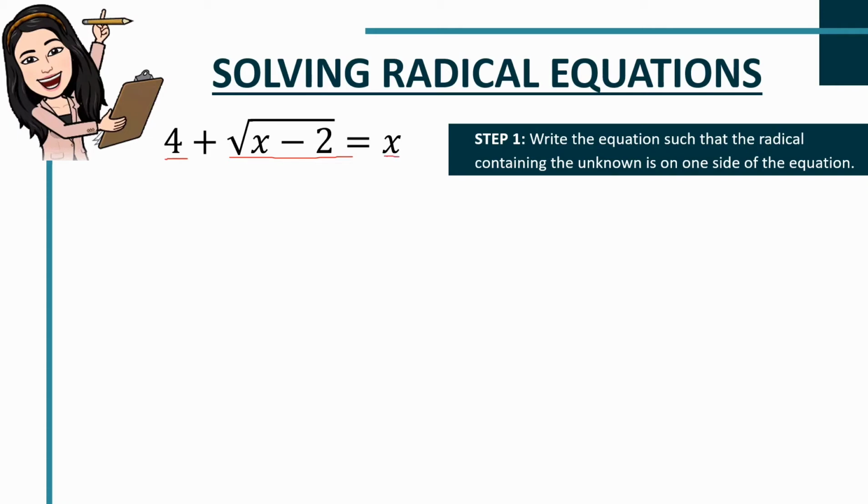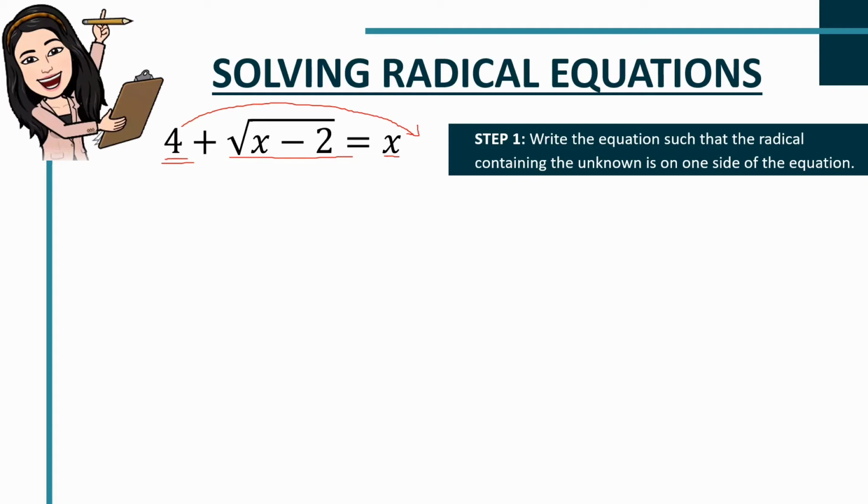So here, kailangan daw yung ating radical containing the variable should be on one side. Nasa isang side lang siya. Wala dapat siyang katabi. So since dito sa ating given, meron tayong katabi na 4. So what are we going to do? Yes, so of course, we need to transpose it to the other side para ma-isolate natin yung radical expression.